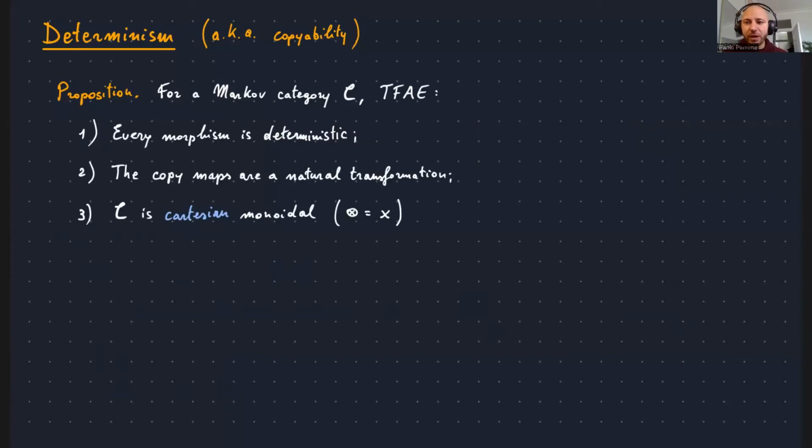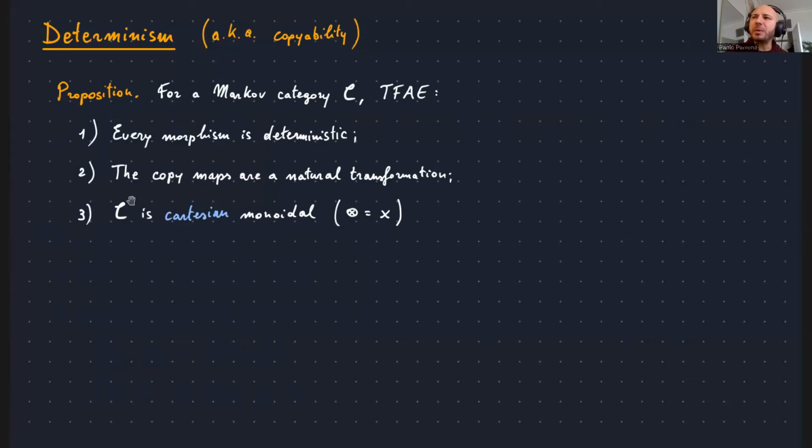In a Markov category, the following things are equivalent. First, every morphism is deterministic, so there is no randomness. Second, the copy maps are a natural transformation. Think of something like a classical version of the no-cloning theorem here. And third, C is Cartesian monoidal, by which I mean that the monoidal product is exactly the categorical product. Some people call it the Cartesian product, but the Cartesian product of, say, measurable spaces is the product in the category of measurable spaces and measurable maps, not Markov kernels. So let's say categorical product as opposed to Cartesian to avoid confusion, okay?